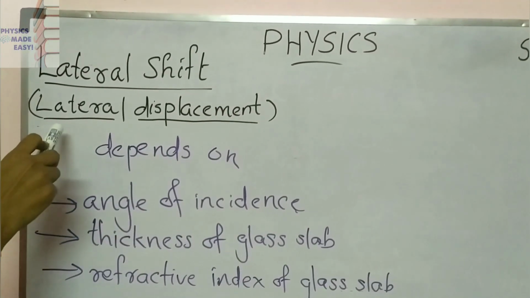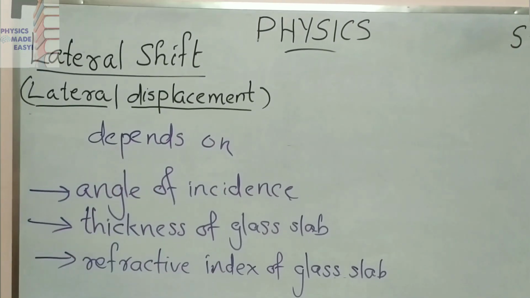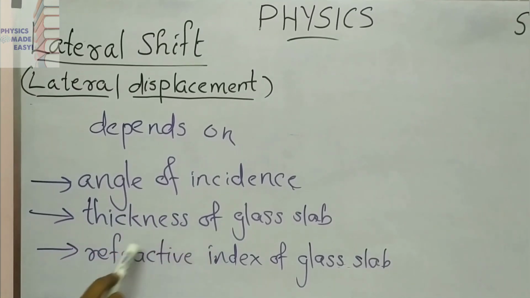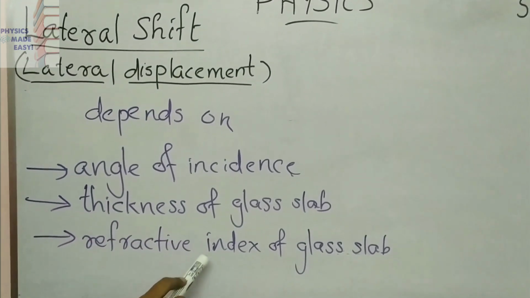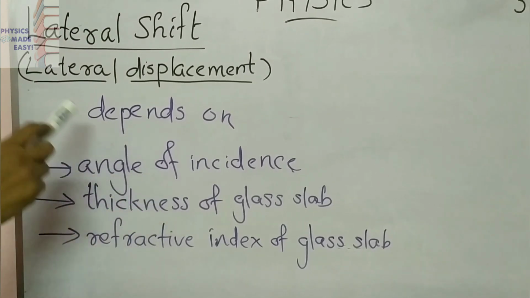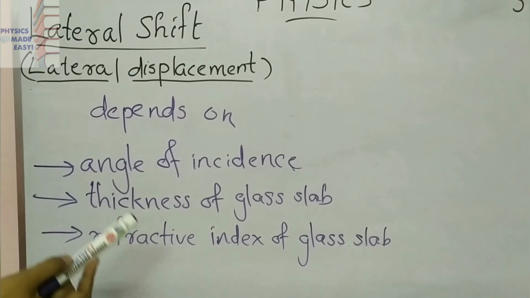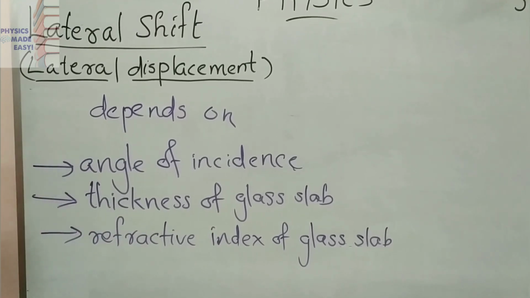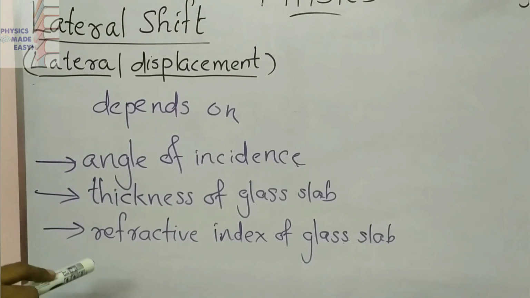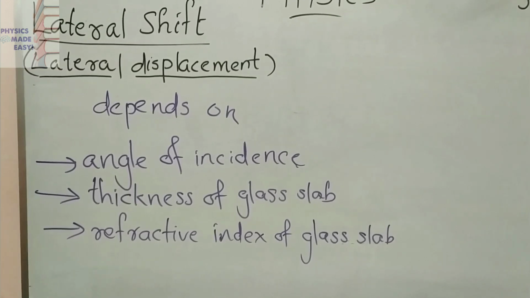Listen here, lateral displacement depends on the following factors: angle of incidence, thickness of the glass slab and refractive index of the glass slab. If the angle of incidence increases, lateral displacement will increase. Like that, if thickness increases, lateral displacement will increase. Like that, if the refractive index increases, lateral shift will increase.